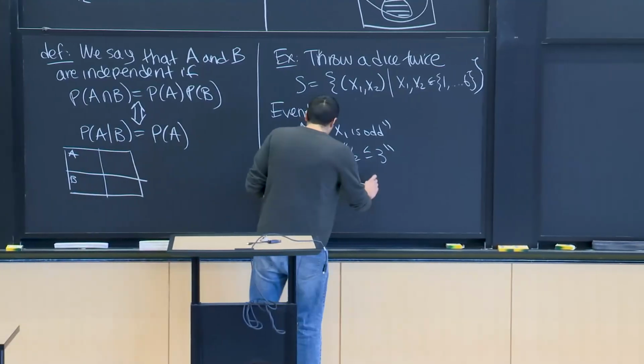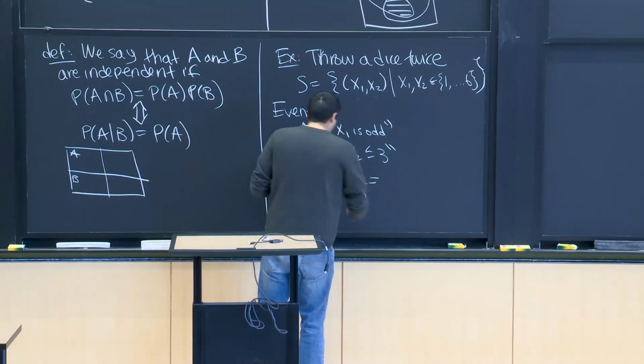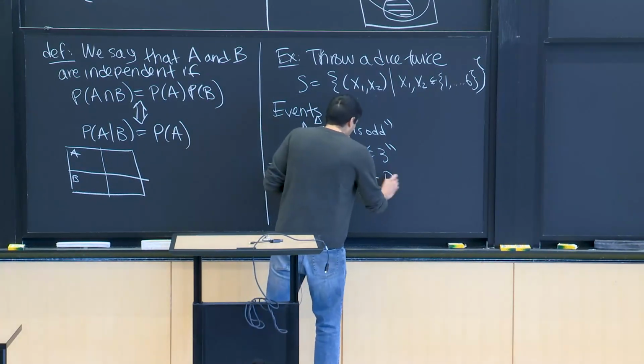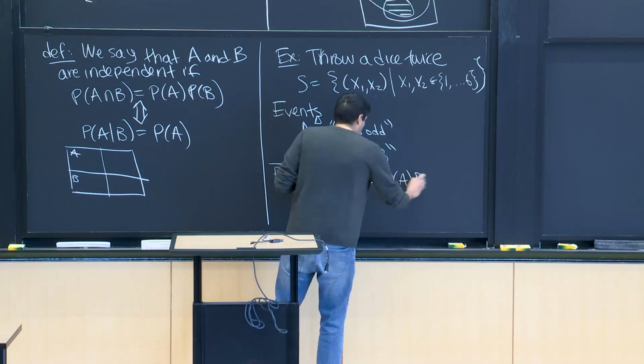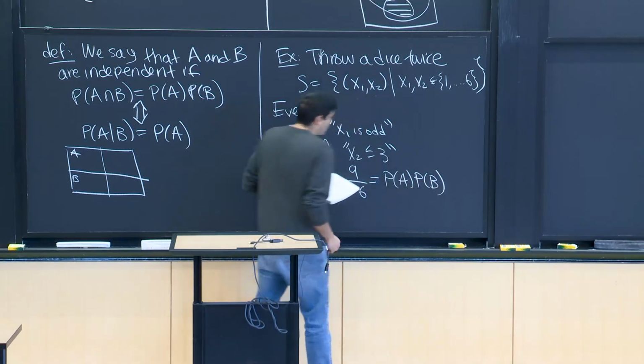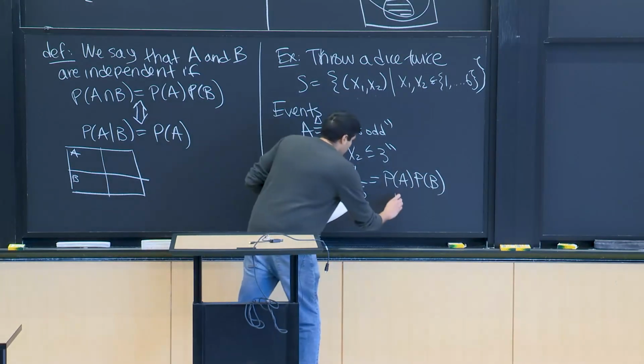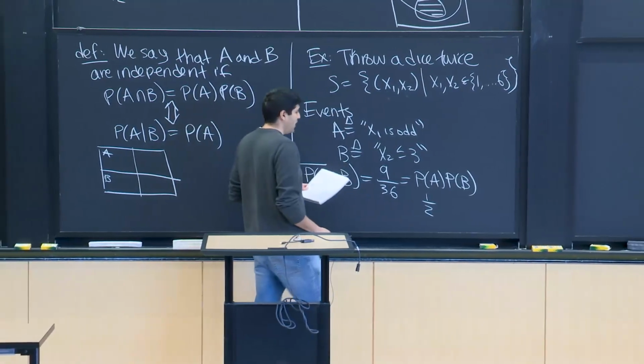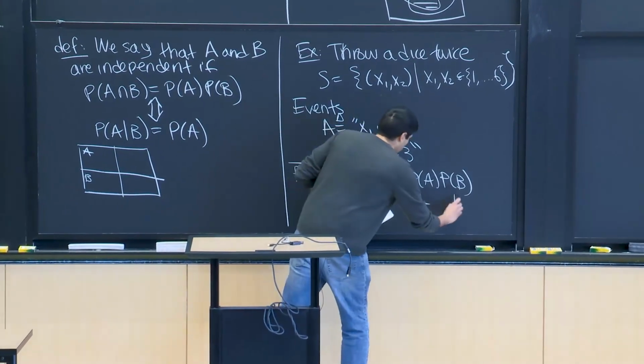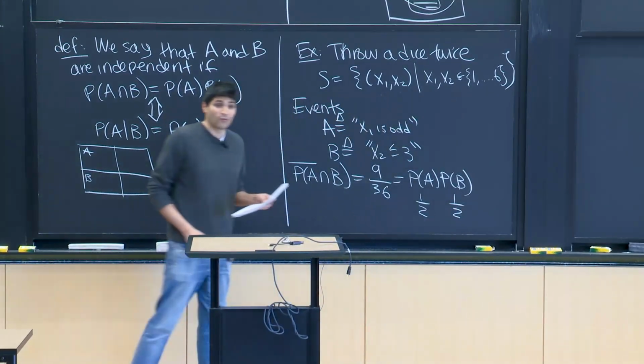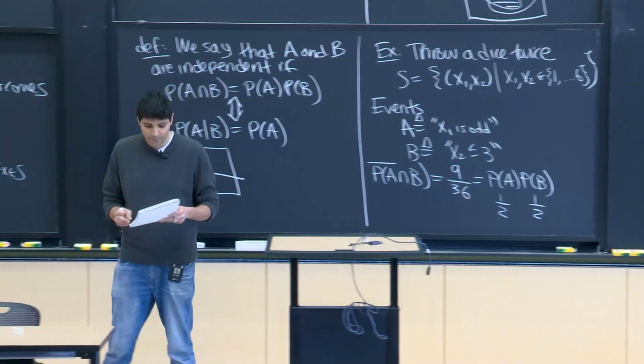So in any case, we can check that this really does equal the probability of A times the probability of B. Because what's the probability of A? It's just a half. A half of the rolls are odd. What's the probability of B? It's a half because a half of them are 3 or less.